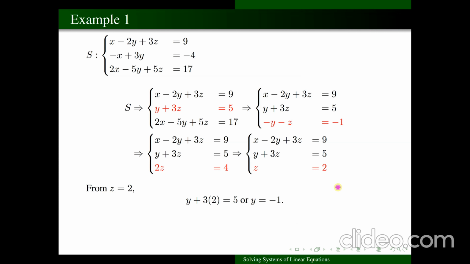From the third equation, which is z equals 2, we can compute y from the second equation. We have y equals -1. And finally, using the values obtained for y and z, we can use the first equation to obtain the value for x. This shows that the system S has a unique solution given by x equals 1, y equals -1, and z equals 2.